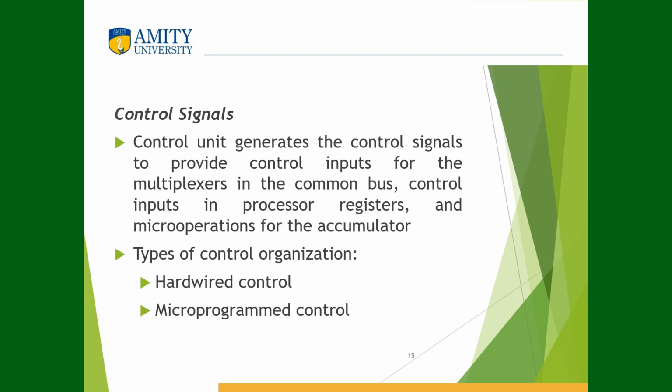The control signals, on the other hand, are generated by the control unit, and they provide control inputs for different components such as multiplexers in the common bus, control inputs for the processor registers, and micro operations for the accumulator, for the ALU. Each and every one of these components that require control inputs, the control unit provides them, and these control signals are the selections that are given to them. There are two types of organizations for these controls. One is hardwired and the other one is microprogrammed.